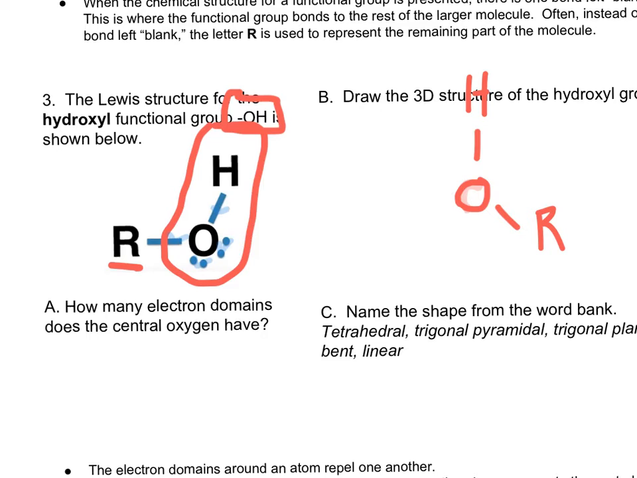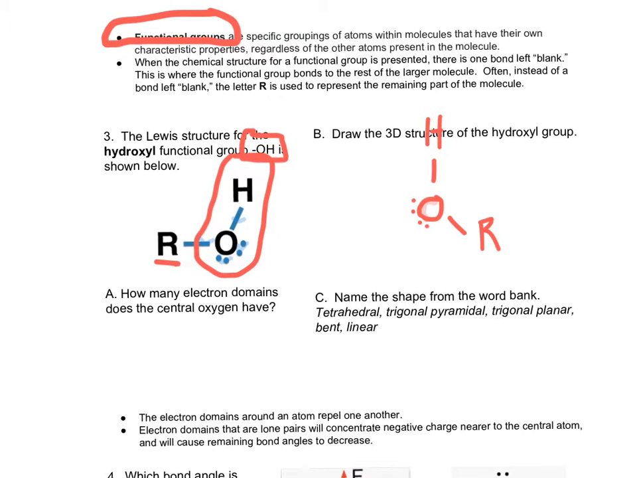The reason I'm erasing those is because they aren't actual bonds. They're just lone pairs, the 2 lone pairs. So at the one coming out of the paper, I'm going to place 2 dots, and at the one going into the paper, I'm going to place 2 dots. Okay, and that is now my 3D drawing of the hydroxyl group.